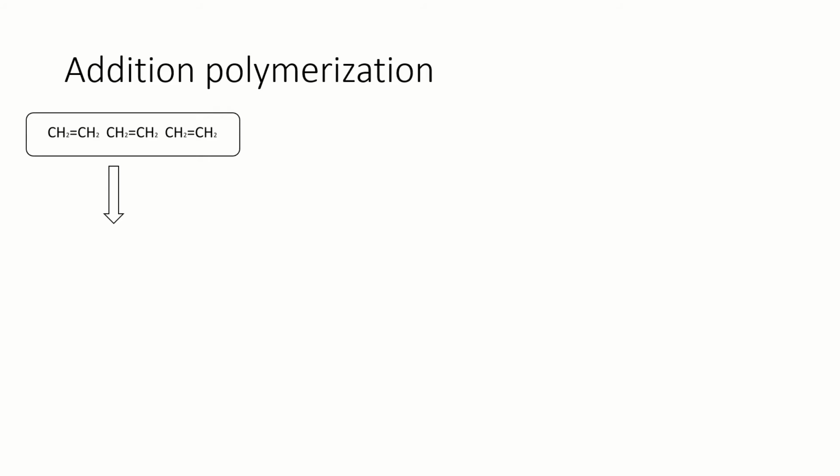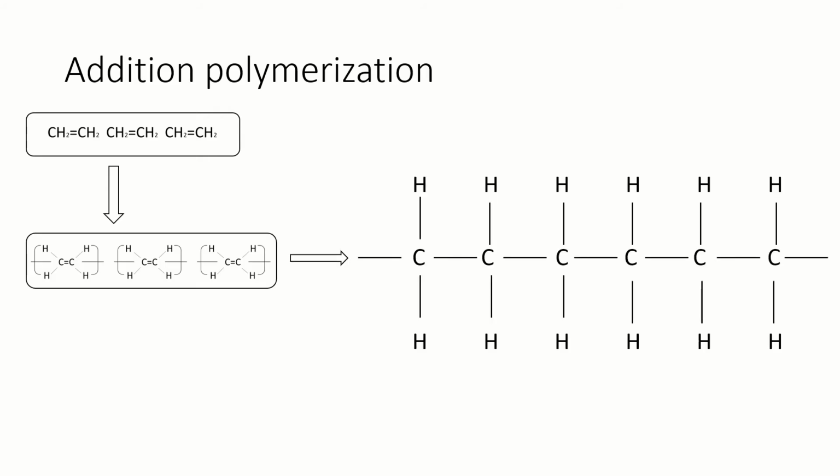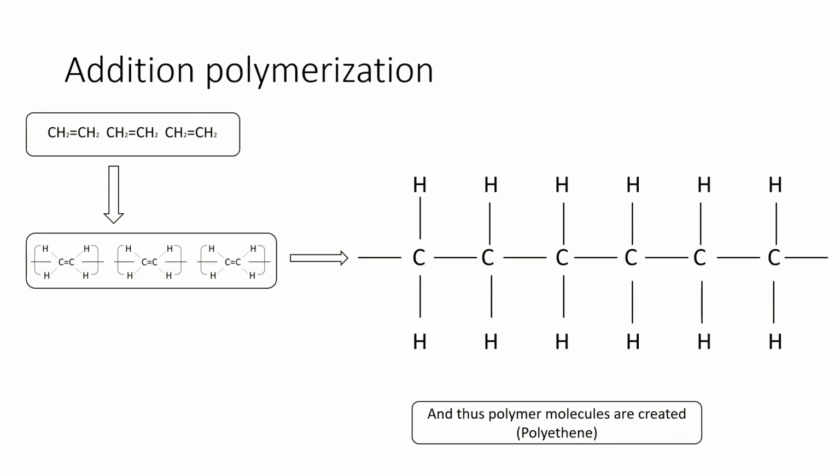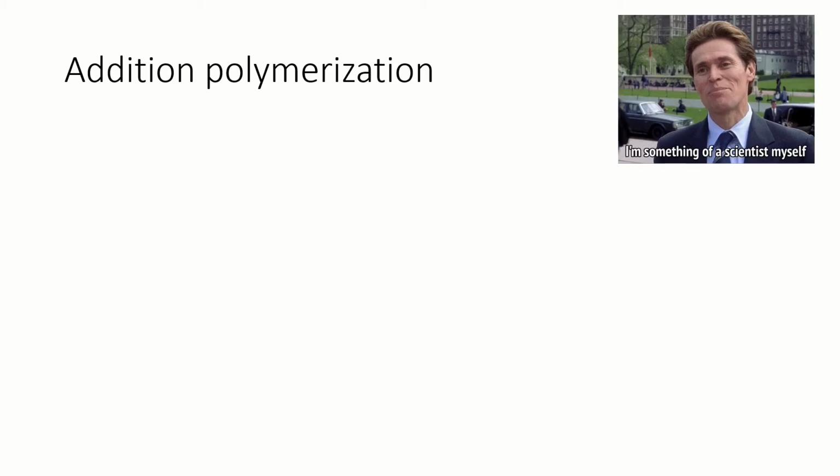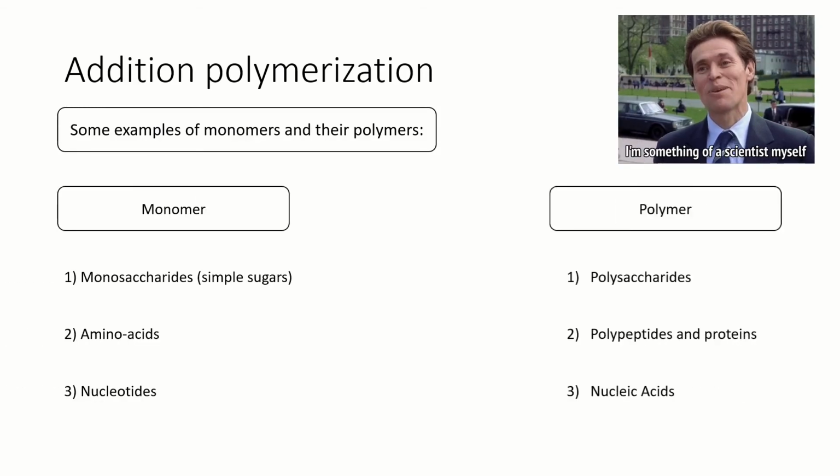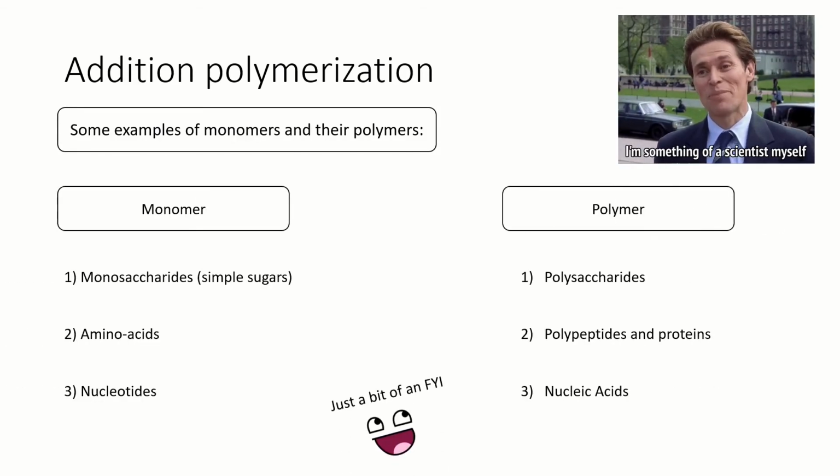So, as you can see here, the ethene, which is the monomer, turns into the repeating unit, and then they join together to become the polymer molecules, which are named polyethene since the monomers are ethene. Now, this is just an example of addition polymerization. I recommend you pause and read because it is important, and a bit of an FYI.